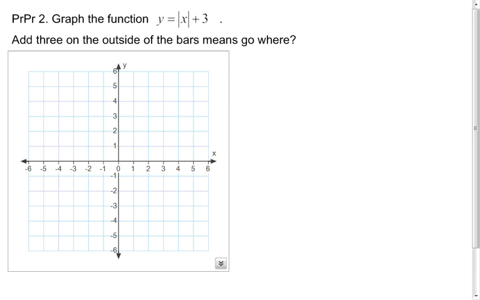One for you, y equals absolute value of x plus 3. Add 3 on the outside means do what? Put it in there, and then graph.